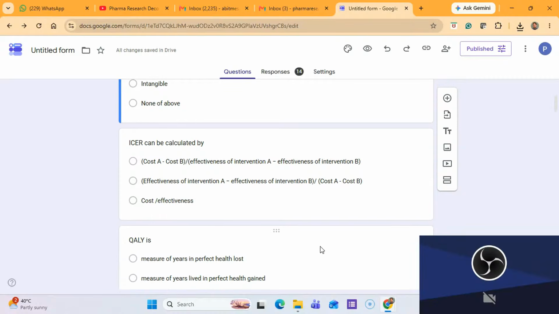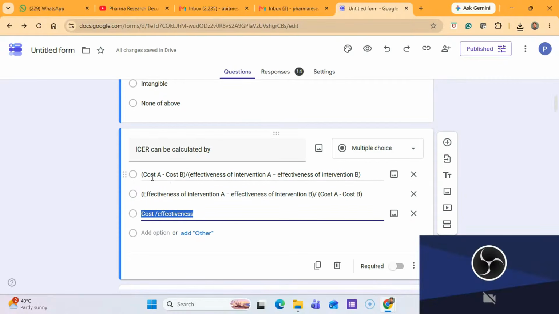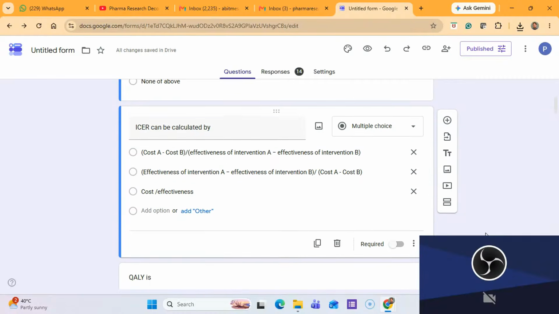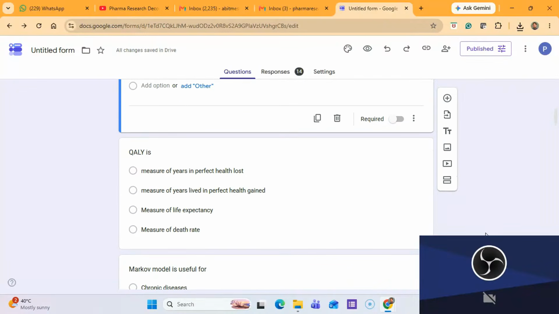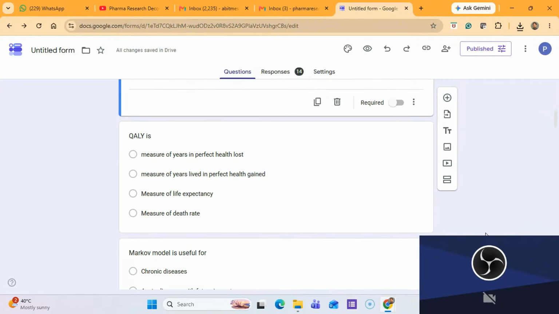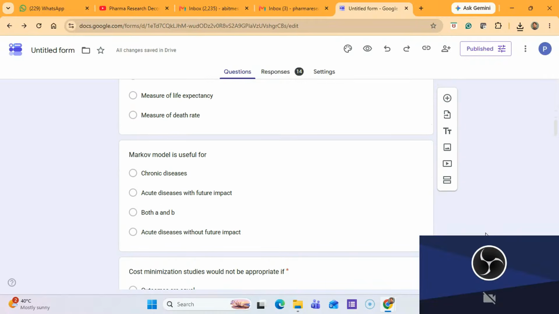ICER can be calculated as cost A minus cost B, and effectiveness is in the denominator, so you always remember that. QALY is a measure of years of perfect health lost or perfect health gained. So the answer is perfect health gained, right? The Markov model is used for chronic disease, and acute diseases with future impact.